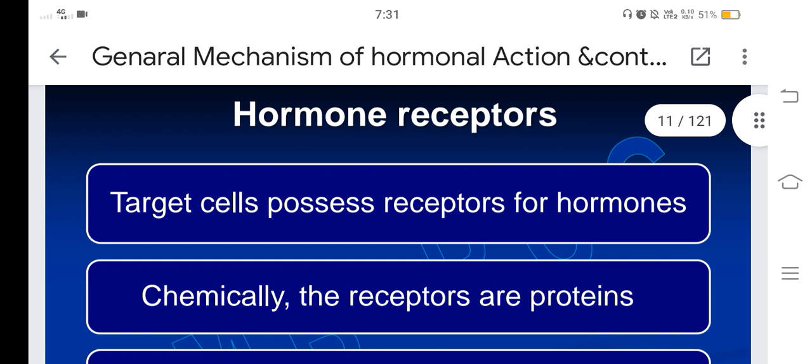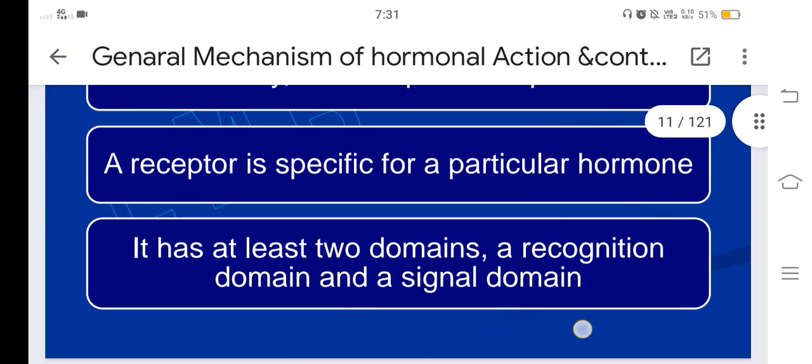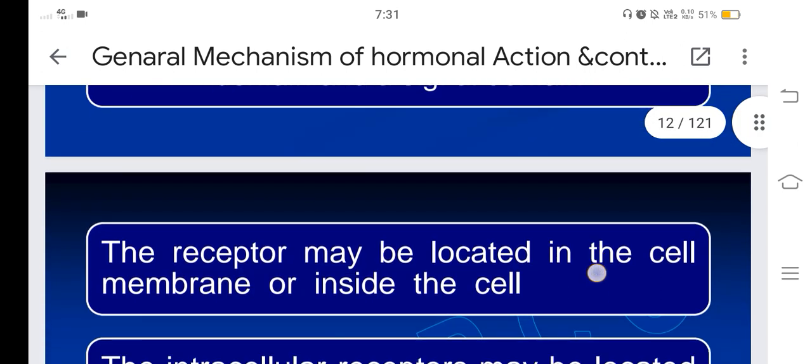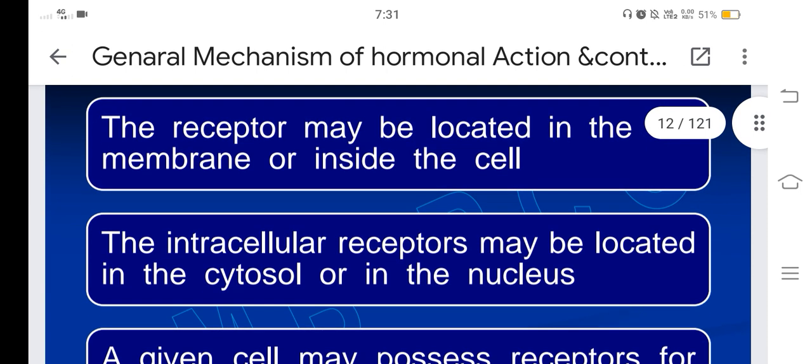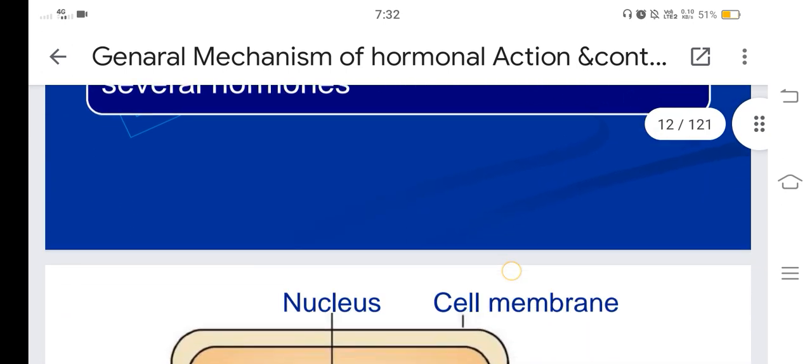Then hormone receptors. Target cells possess receptors for hormones. Chemically, the receptors are proteins. A receptor is specific for a particular hormone. It has at least two domains, a recognition domain and a signal domain. The receptor may be located in the cell membrane or inside the cell. Then the intracellular receptors may be located in the cytosol or in the nucleus. A given cell may possess receptors for several hormones.